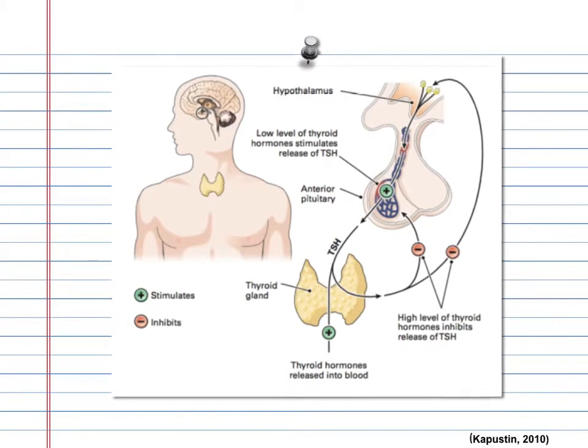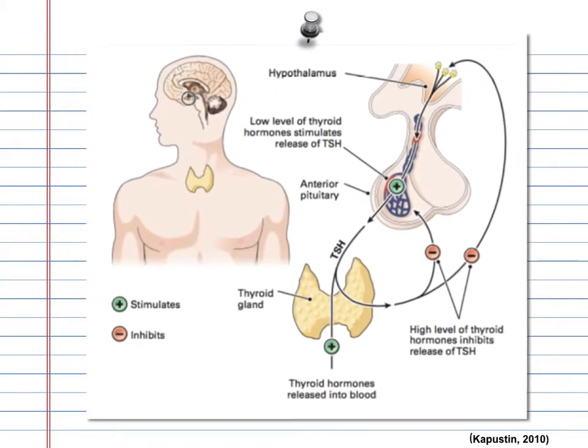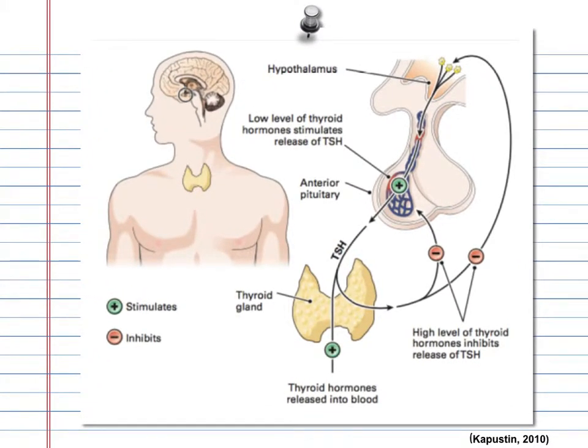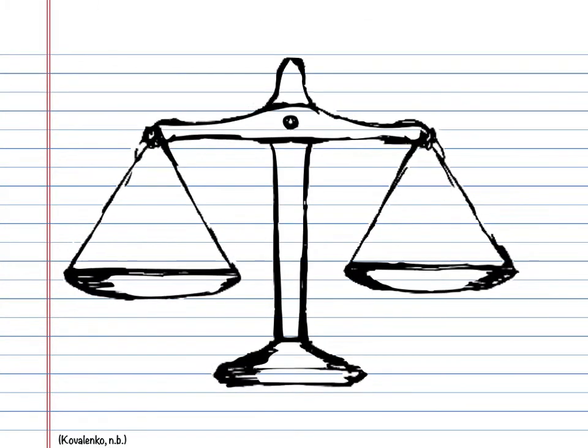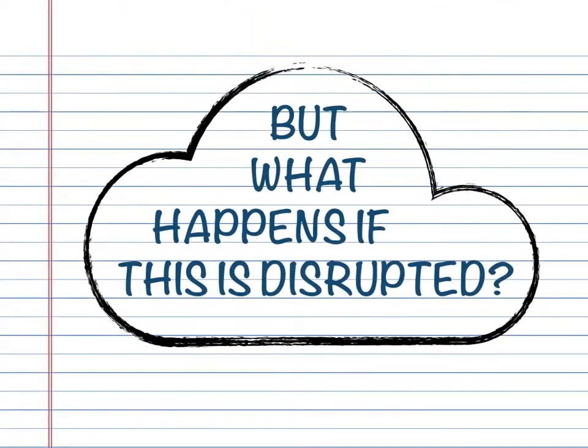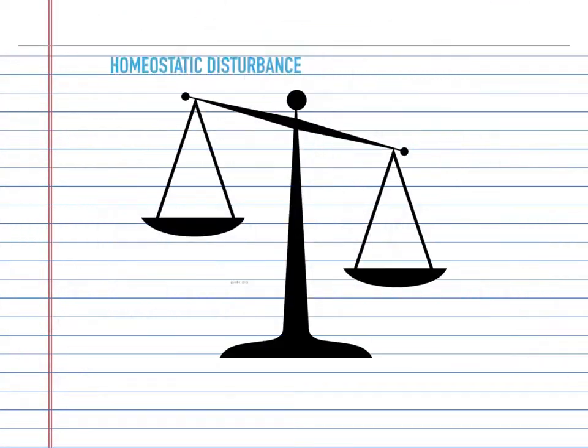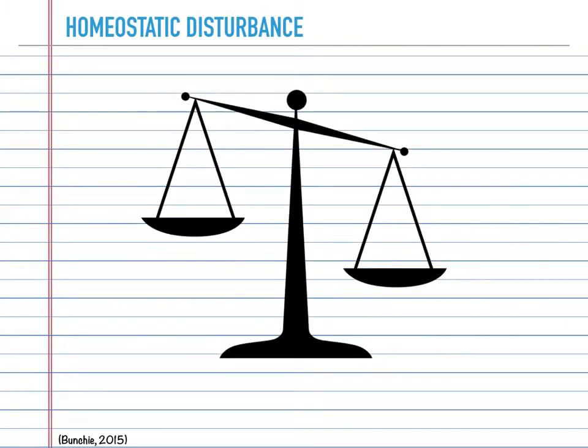When the level of thyroid hormone in the blood increases, this inhibits the release of TSH by acting on both the hypothalamus and the anterior pituitary in a negative feedback mechanism. When this negative feedback system is functioning, homeostatic control is achieved. But what happens if this is disrupted? Disturbances to regular homeostasis occur with both over and underactivity of the thyroid gland.